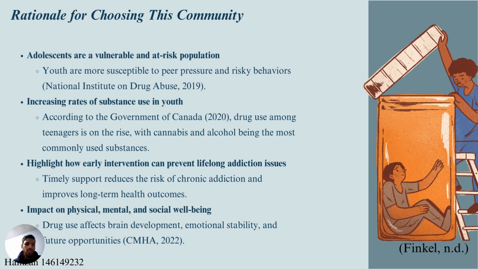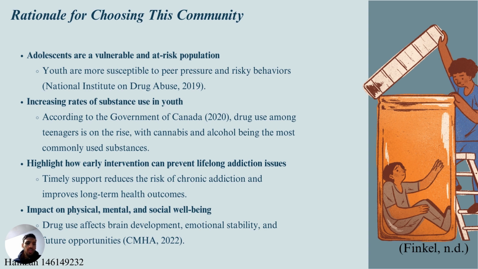The first one is starting with the rationale. That's why we chose this particular topic. Adolescents are a vulnerable, at-risk population because they have hormonal imbalance at this specific age, and they are more susceptible because of peer pressure. The second reason is increasing rates of substance abuse in youth. We can compare older adults and younger adults. According to the 2020 government data, younger adults and teenagers are more prone towards alcohol and cannabis use.